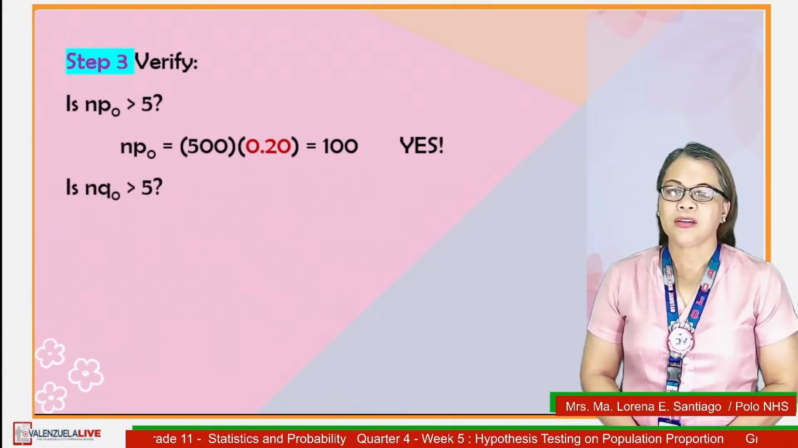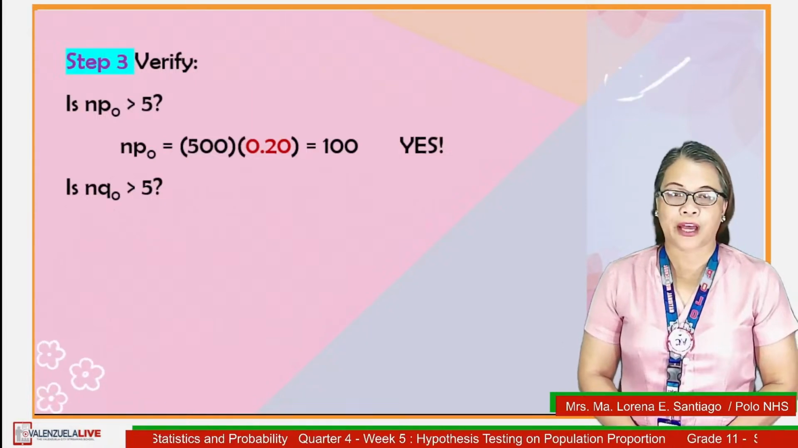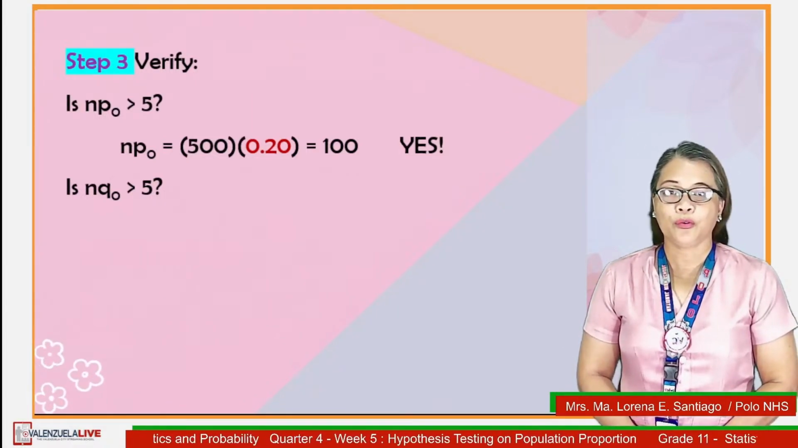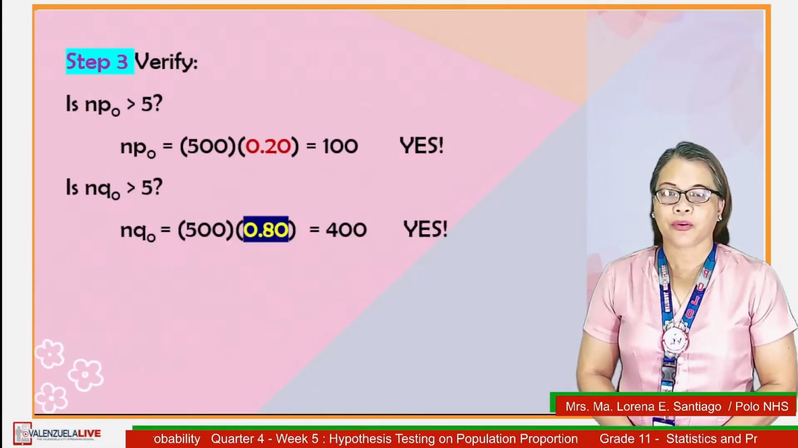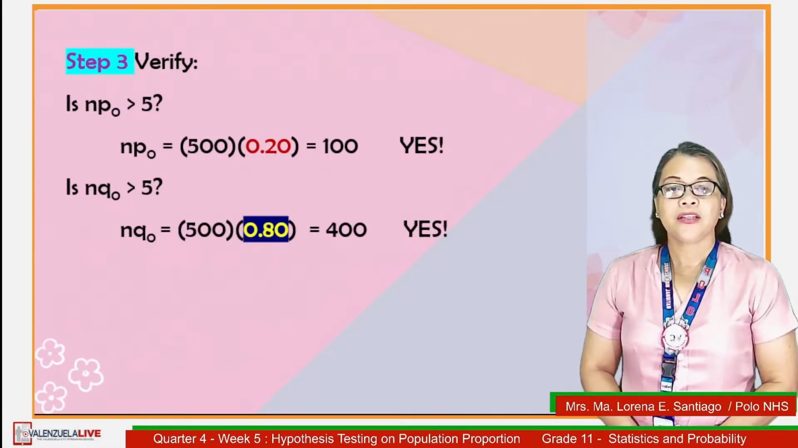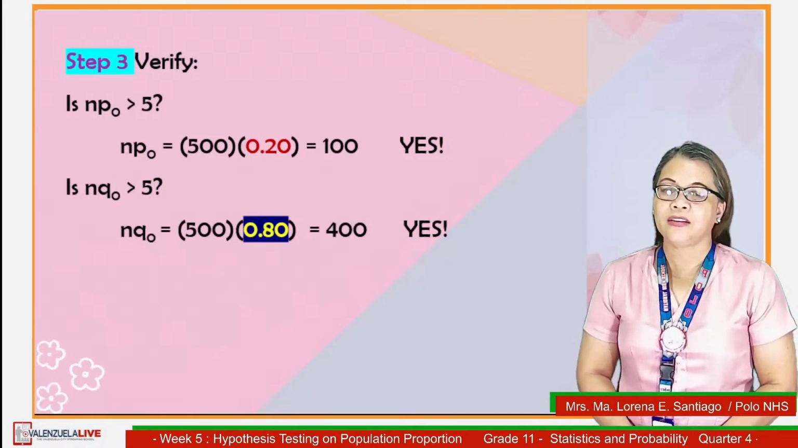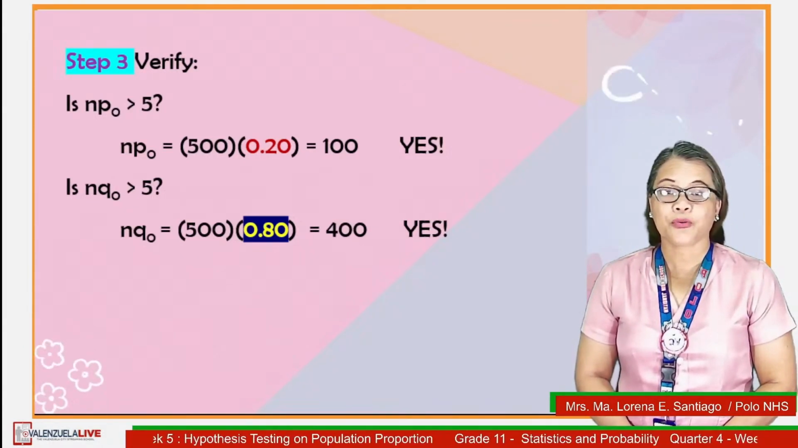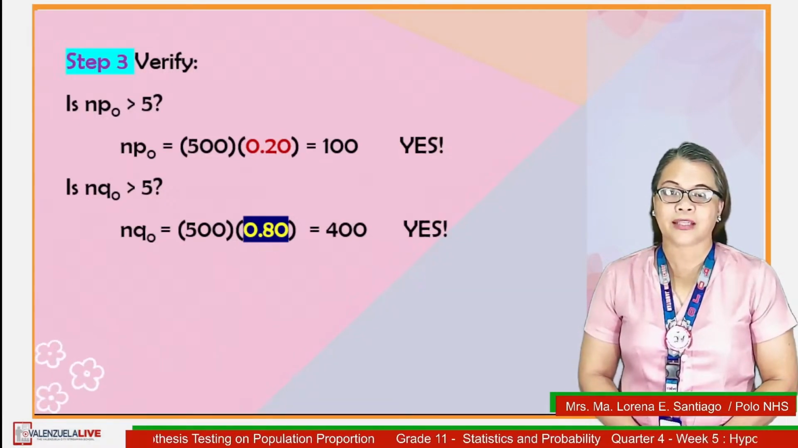Next question, is n times q sub 0 greater than or equal to 5? Then we have to do the following computation. N times q sub 0 would be equal to 500 times 0.80, and that is equal to 400. And again, we see that 400 is greater than 5. So the question would be answered again by yes.